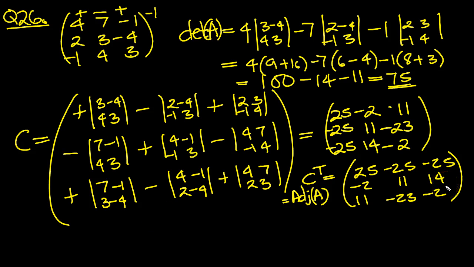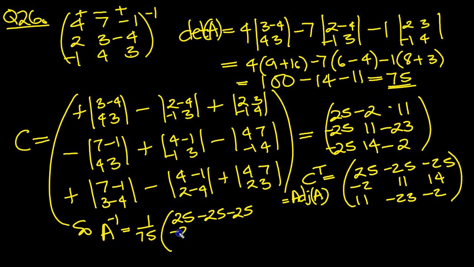And now we can simply write down the inverse. So A to the minus 1 then is 1 over det A, which is 1 over 75, times the adjoint, which is 25 minus 25 minus 25, minus 2, 11 and 14, and 11, minus 23 and minus 2. There we go. Good. That's that one done.